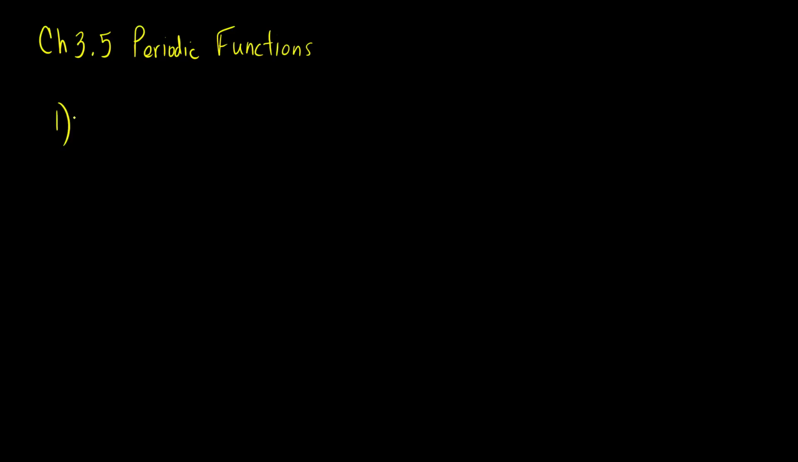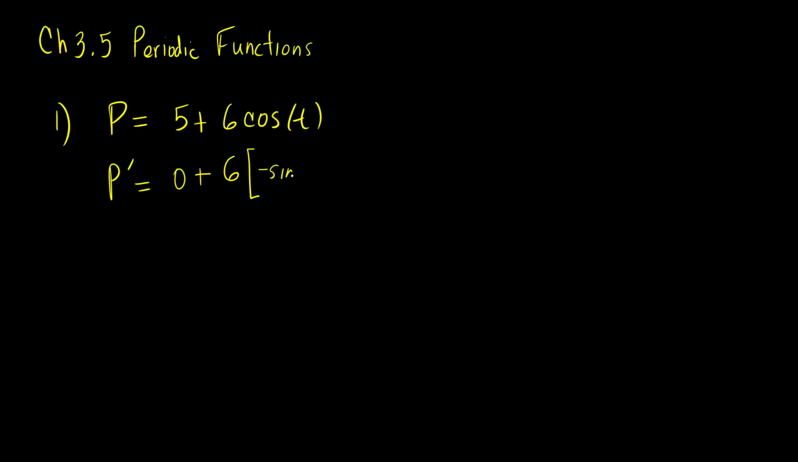The first one that I see says P equals 5 plus 6 cosine of t. I want to find the derivative, and I know that the derivative of 5 is just 0 because that goes away. The 6 is a coefficient, so it goes out front. The derivative of cosine is negative sine. And now I can just make this look better and move things around to get my final answer.